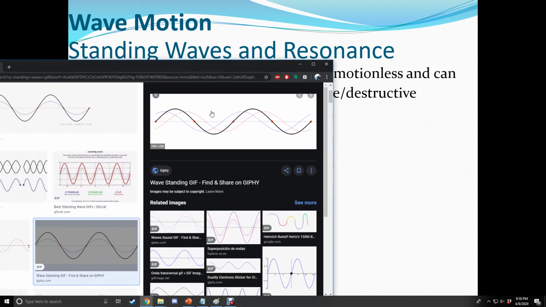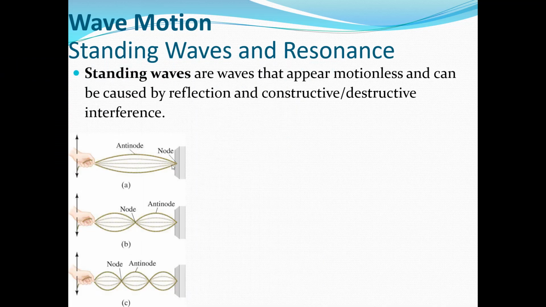Again, going back to this diagram, we can clearly see these red dots as being the nodes. No matter how this wave travels or goes back and forth, this point stays the same, always. So that's what the node is. You could think of it as being like node displacement.